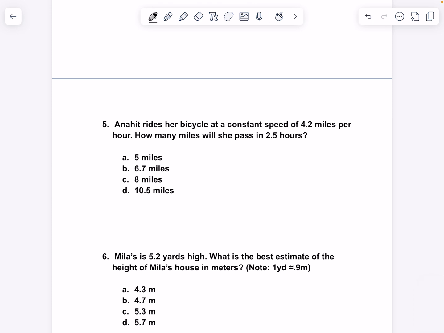She rides her bicycle at 4.2 miles per hour. X is equal to the number of hours, and we know that she is asking us how many miles she passed in 2.5 hours. So we multiply 4.2 times 2.5, and that would be equal to 10.5. So our answer would be D, 10.5 miles.